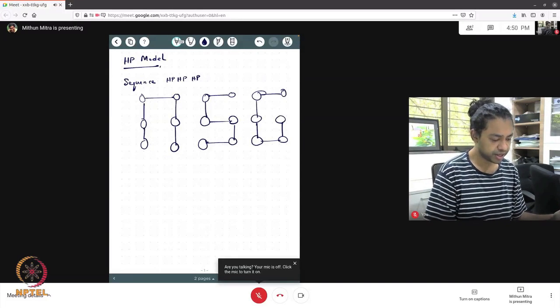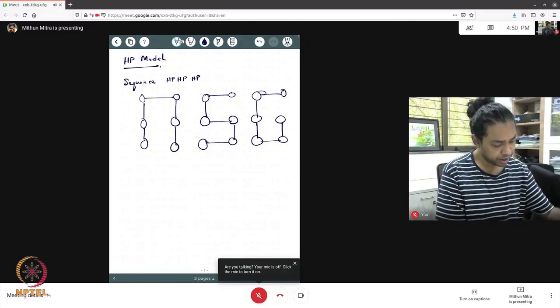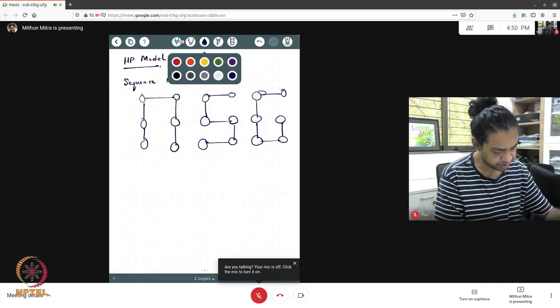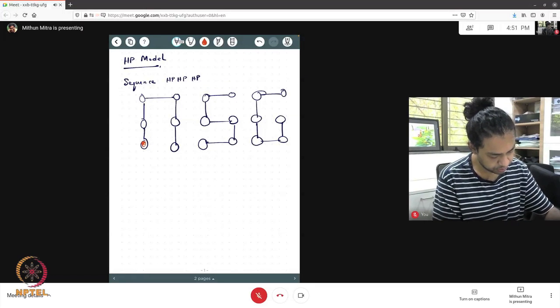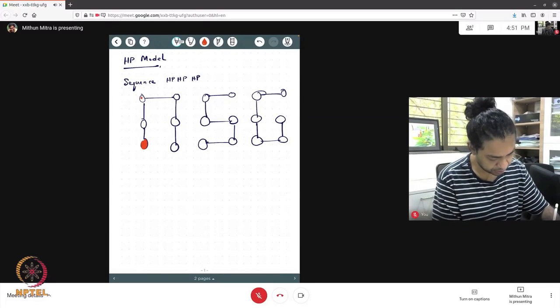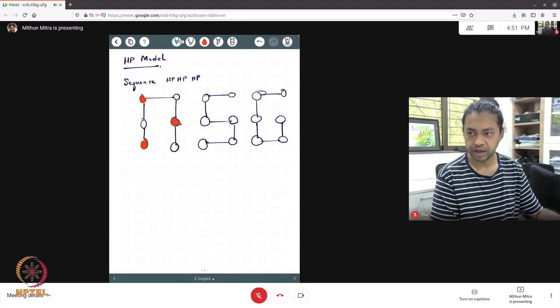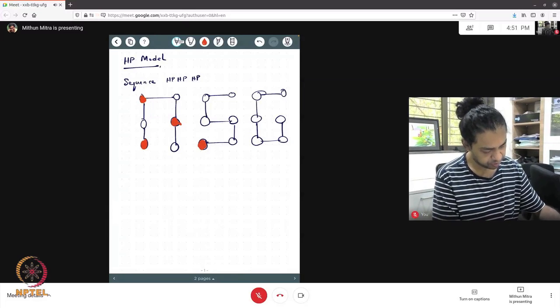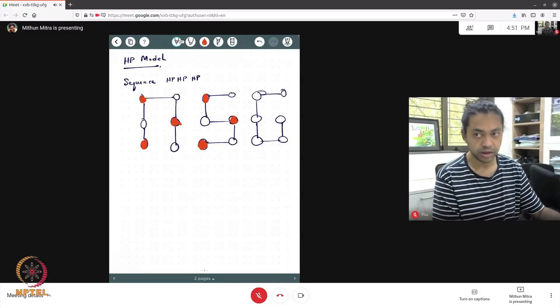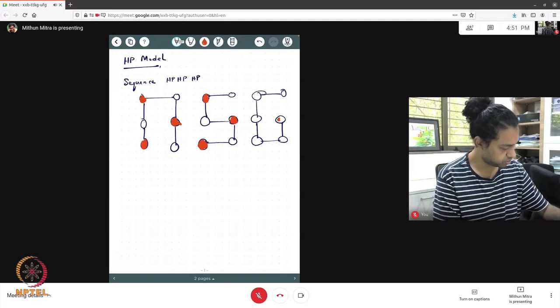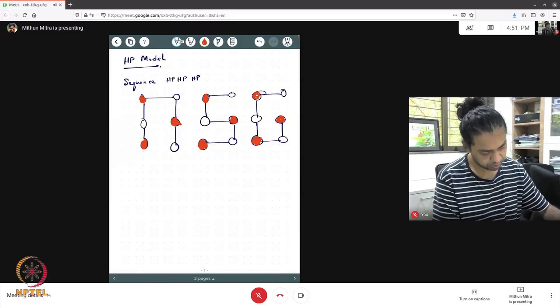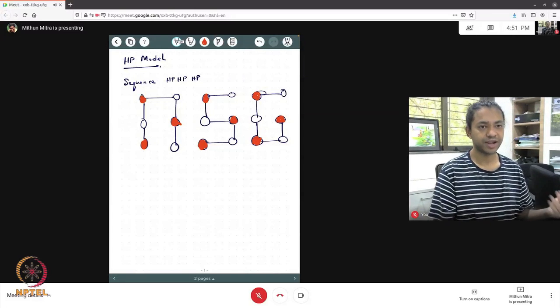So, let me try to place the HP, HP, HP on each of these. Let's say my H was these orange beads. So this is HP, then HP, then HP, right? Then, in this case again, I have HP, HP, and then HP, and in this case again, let me start with H, let me start from here, so HP, HP, HP, okay. And we know how to calculate the energies of these structures.